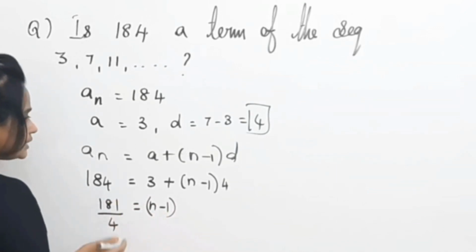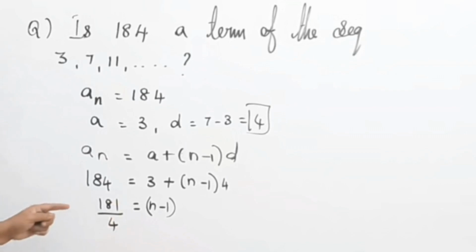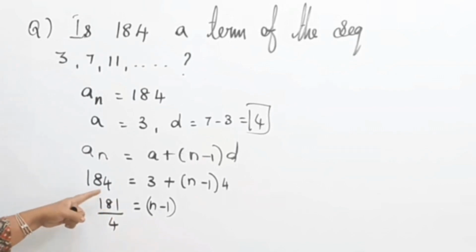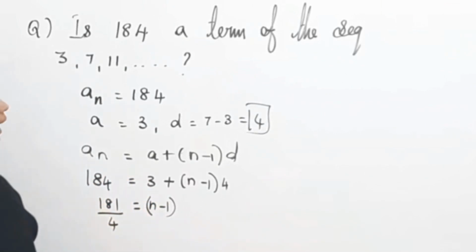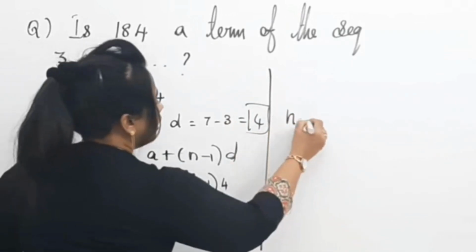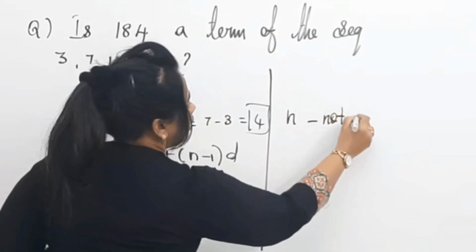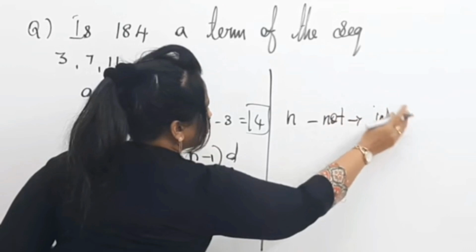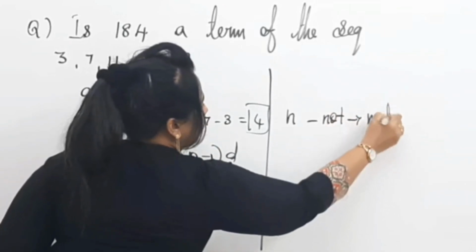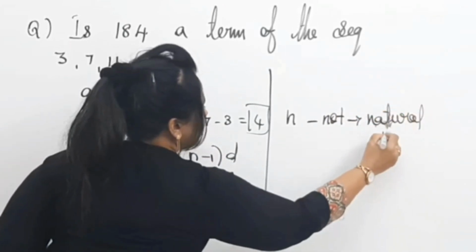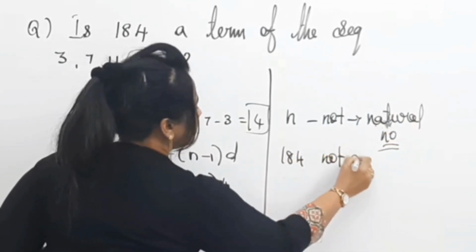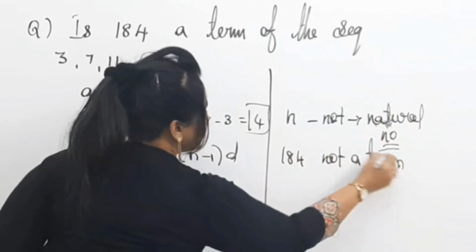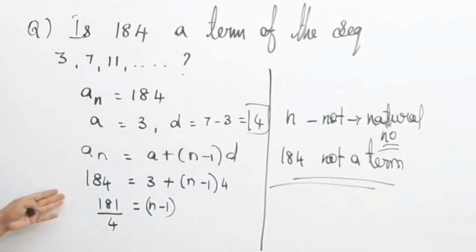So n minus 1 is 181 divided by 4, and here I am not getting a whole number. You can see 181 divided by 4 comes as a decimal. When I add 1 to that, surely I'm going to get a decimal. So n is not an integer or natural number. Instead of a positive integer, you can write it's not a natural number. So 184 is not a term at all of this sequence. Hope everyone understands this concept.